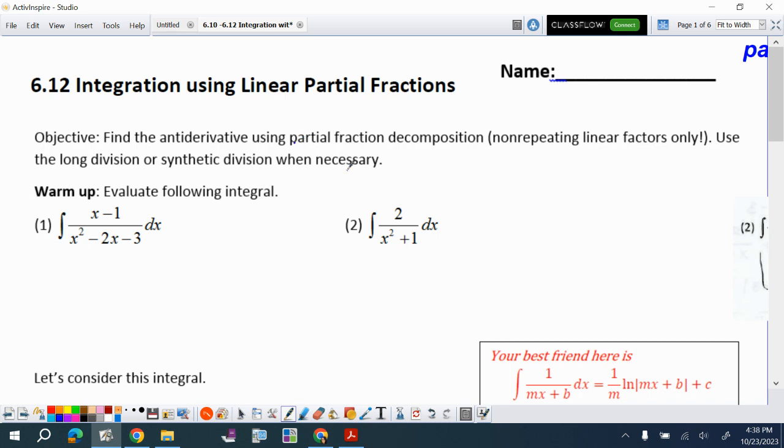Hello, AP Calculus students. In this video, I'm going to explain integration, which is antiderivative, using linear partial fractions. We are going to use non-repeating linear factors only, and we will have to review long division as well. I do not prefer synthetic division, but if you are comfortable with that, you can use it. So let's consider this integral.